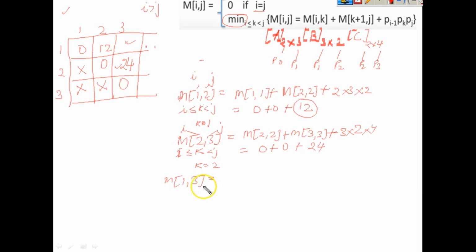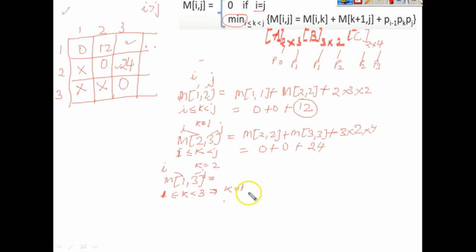Now here you can understand why we need to solve in this way, because to solve this M13 we need the values of M12 and M23. So here you can see I is 1 and J is 3, and we have K which is greater than or equal to I and less than J, or you can say greater than or equal to 1 and less than 3. So we have two possibilities of K: K equals 1 and K equals 2. We will find each value for K equals 1 and then K equals 2.